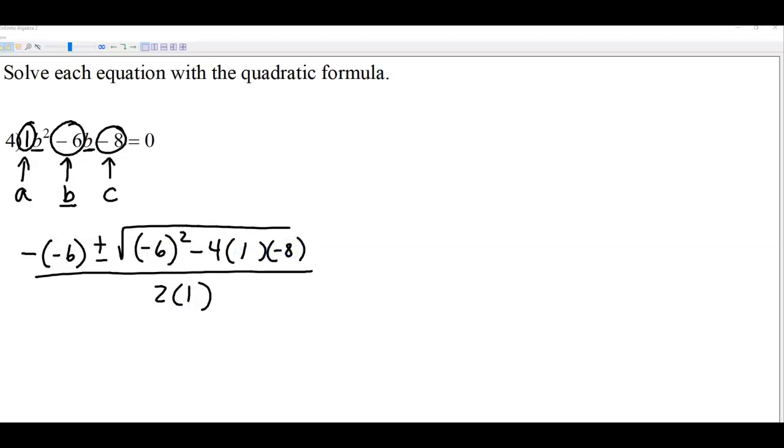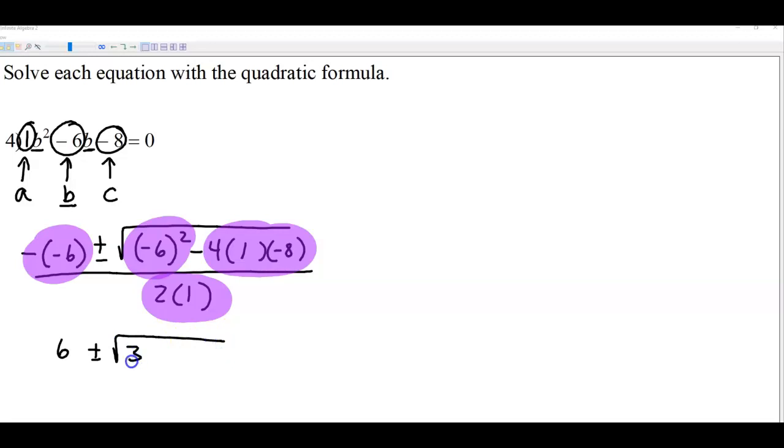All right, we're going to simplify our 4 groups. We do that guy, that guy, that guy, and that guy. So that's going to be 6 plus or minus the square root of 36 minus, those 3 things make negative 32, all over 2. Next, we're going to go ahead and simplify this thing here. I'll do that in red. First of all, we have double negatives, which is a plus. So 36 plus 32 is 68.